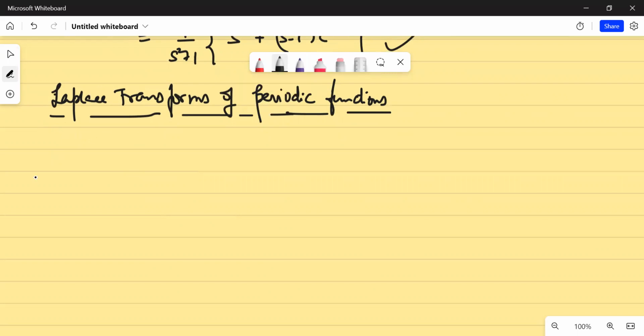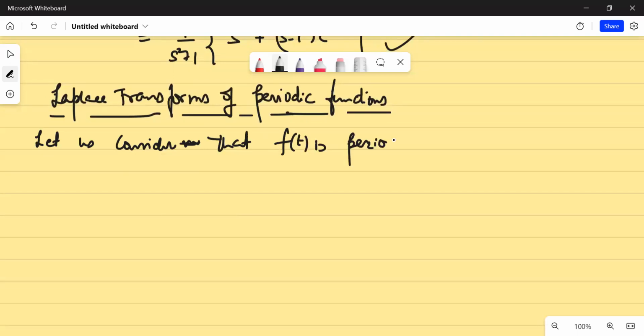So okay, let us consider that function f(t) is periodic with period omega. When I say that my function is periodic, that implies if I add omega to the argument, that is t plus omega, then my function would be simply f(t). So a function which is periodic with period omega, I can write it in this fashion.